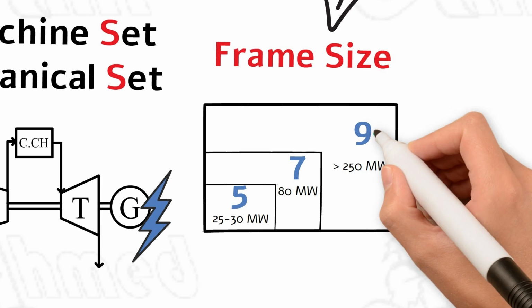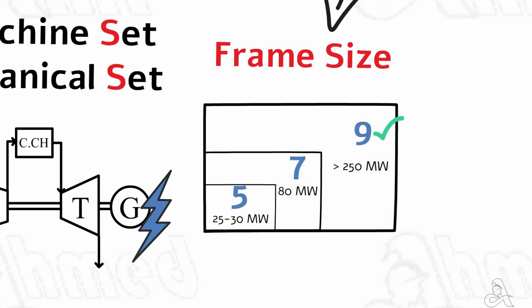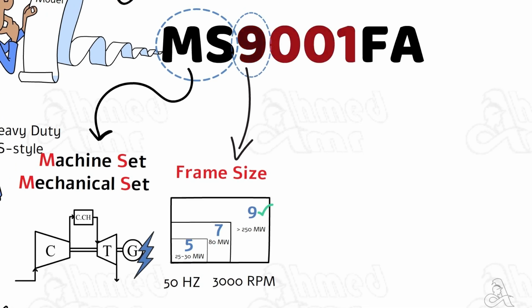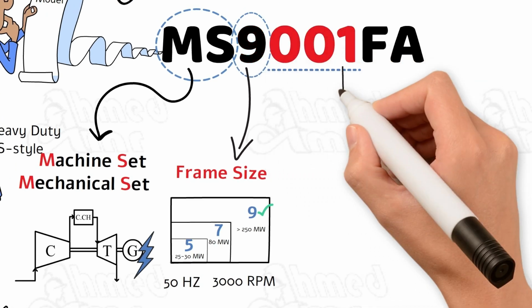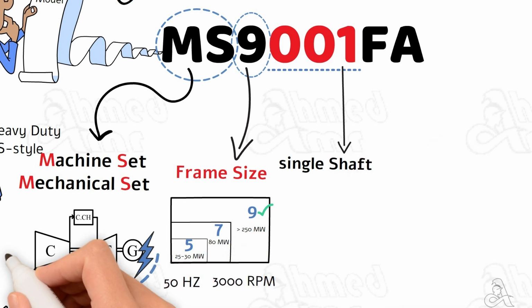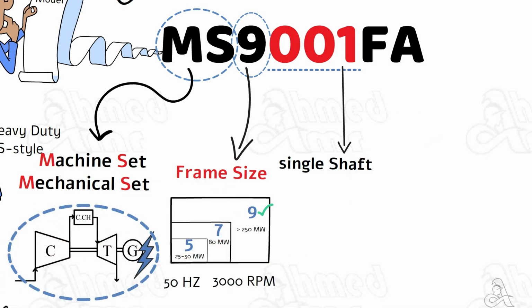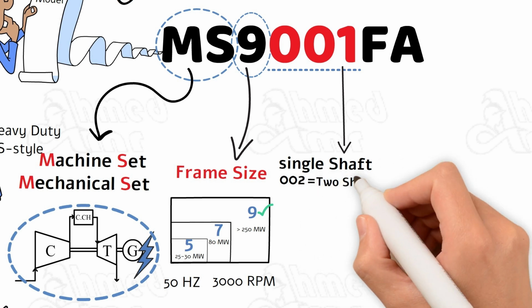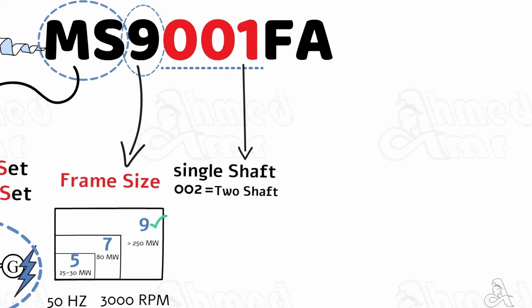So here, we're looking at GE's largest frame class, and the number also tells us this is a 50 Hz machine. Frame 9 models are designed for 50 Hz, meaning they spin at 3,000 RPM. The code 001 usually means it's a single shaft model, one shaft driving the compressor, turbine, and generator together. If you ever see 002, that's normally a two-shaft version.